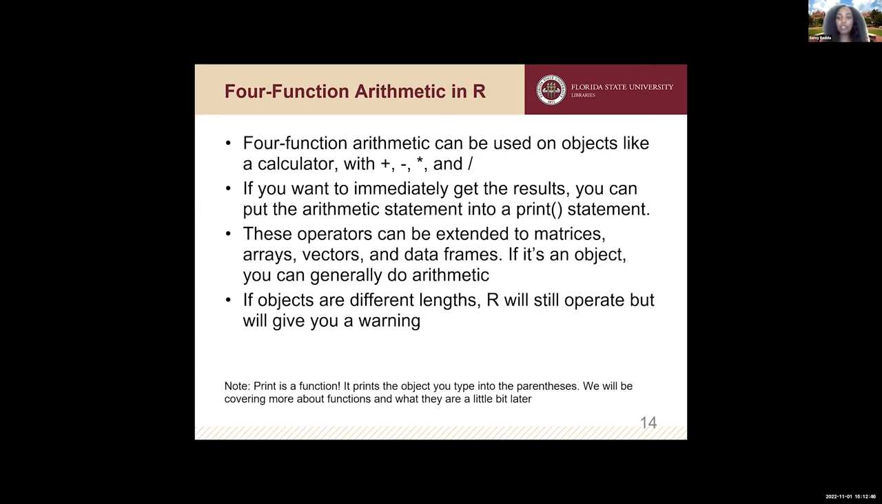You can do arithmetic using vectors, data frames, matrices, and arrays. As long as they have numbers in them, you can do arithmetic on them. And if objects are different lengths, you can still do arithmetic with them, but R will probably give you a warning and let you know that they are different lengths. How it will operate is when it gets to the end of one object, it'll just start from the beginning until the longest object is complete.